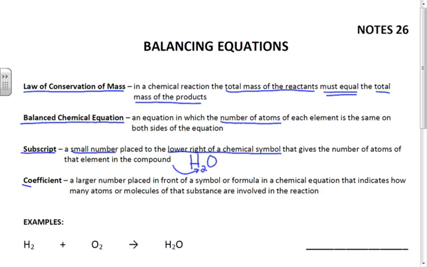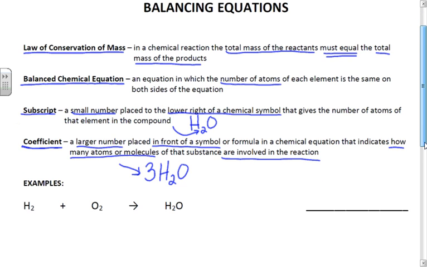If we look at a coefficient, that's going to be a larger number. It's going to be the same size as the chemical symbols that we're writing. It's placed in front of a symbol or formula, and it's going to indicate how many atoms or molecules of that substance are involved in the entire reaction. So again, that's how many atoms or molecules are involved in the reaction. So if we had 3 H2O, then this 3 out front is our coefficient, the same size as the capital H and the capital O, and it's saying that we have 3 water molecules.